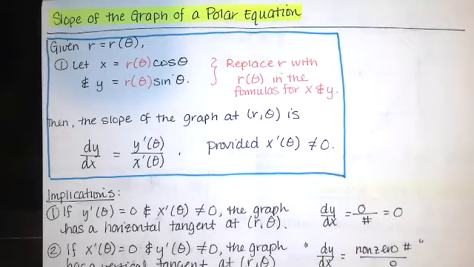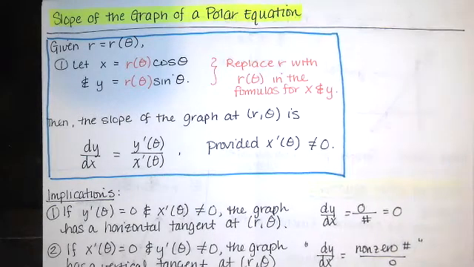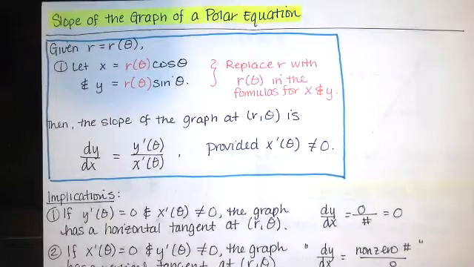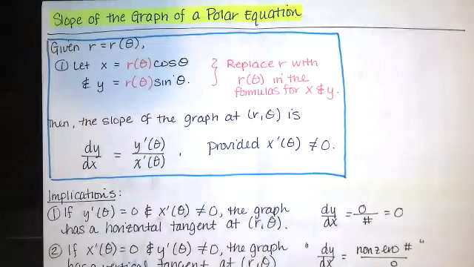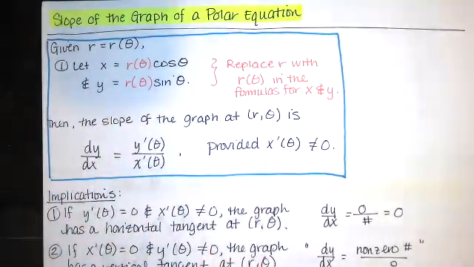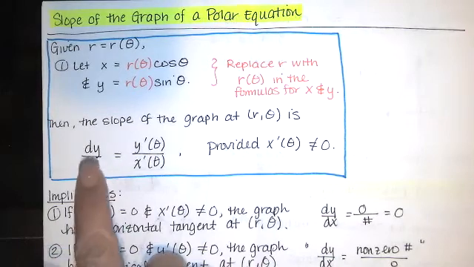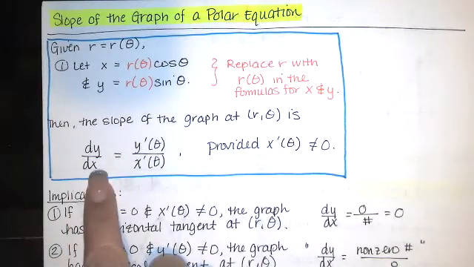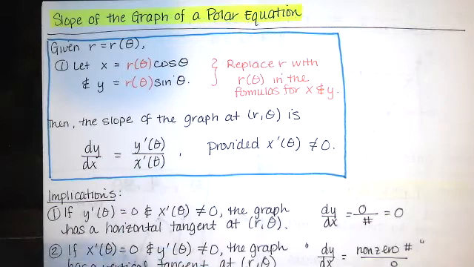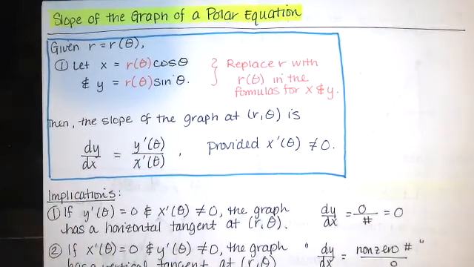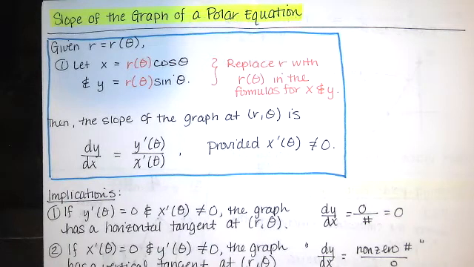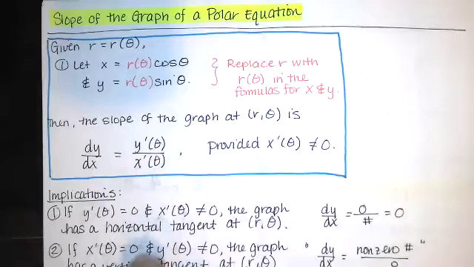In this video, we find the slope of the graph of a polar equation. So we've got a polar equation. R is given as a function of theta. If I want the slope of the graph, just the traditional slope, the instantaneous change in y with respect to x, it's simple. All I have to do is use the formulas that we use in the parametric equation section, except this time, instead of our parameter being the variable t, our parameter is theta.